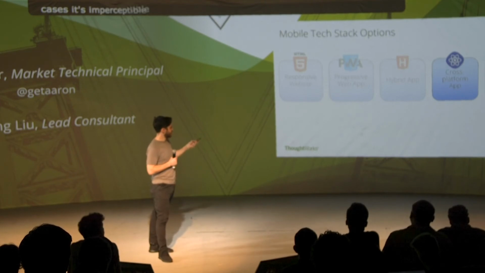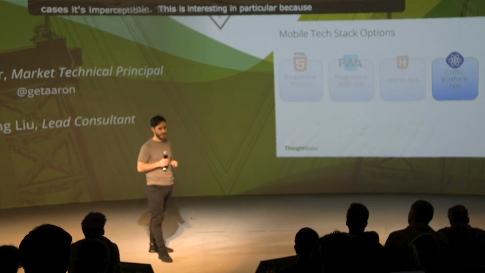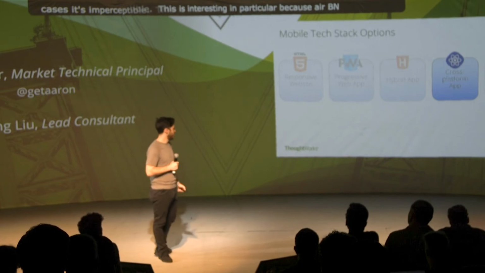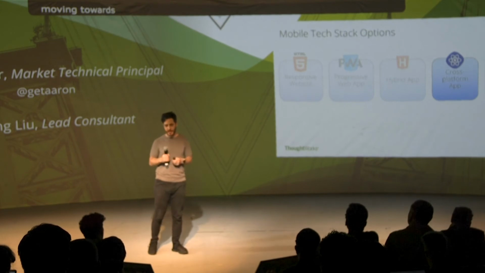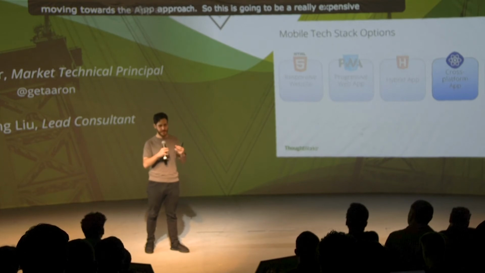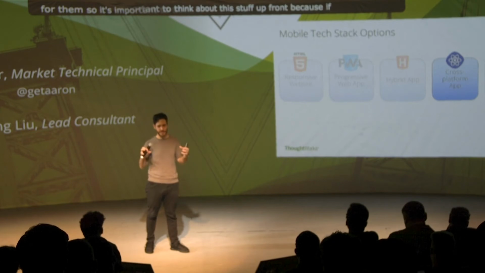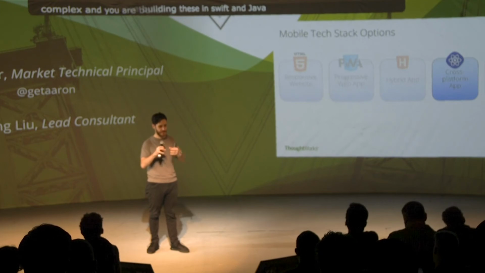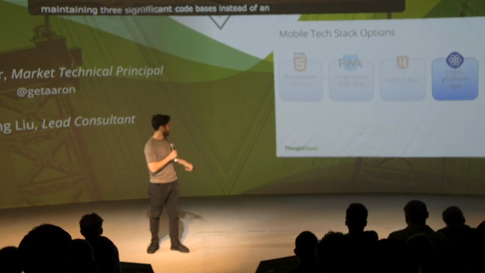But where performance is really key, you might want to go fully native. This is interesting in particular because Airbnb and Udacity recently announced that they're both moving away from React Native and all the way right towards the fully native app approach. So this is going to be a really expensive change for them. And so it's important to think of this stuff up front because if your app is really complex and you have a cross-platform app in one language and then you're building these bridges into Swift and Java code, you can end up actually maintaining 3 significant code bases instead of just an iOS and an Android one. So although it can give you a lot of quick wins, there is some additional complexity.